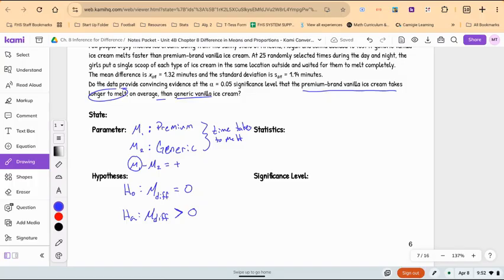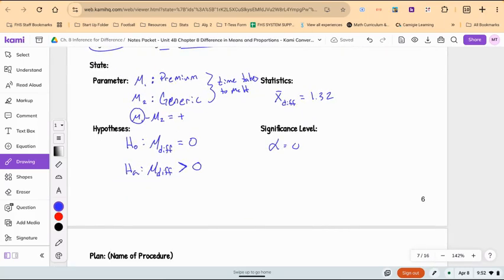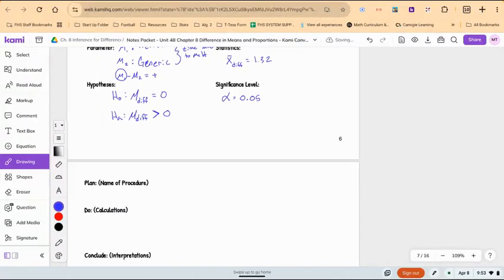And then my statistics, okay, for this one, we have the mean difference, okay, which is 1.32. Okay, that I got from here. Significance level is 0.05. And then this is where things change. We're going to use just the t-test on our calculator. Okay, and I'll run those numbers here in a second.